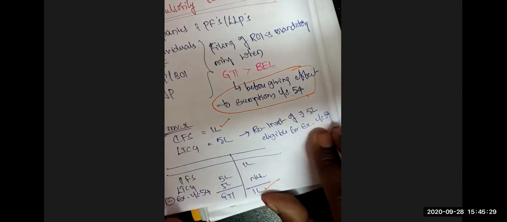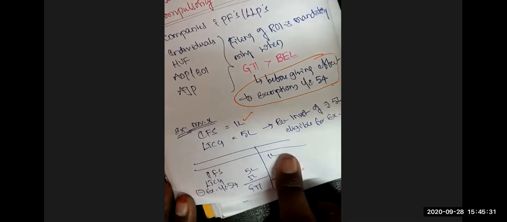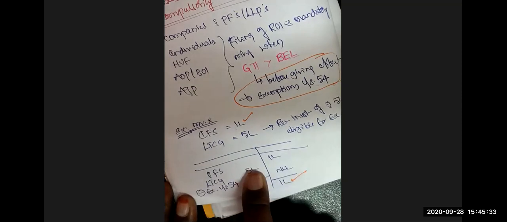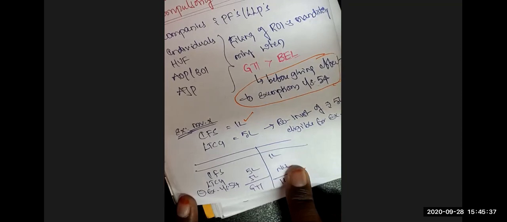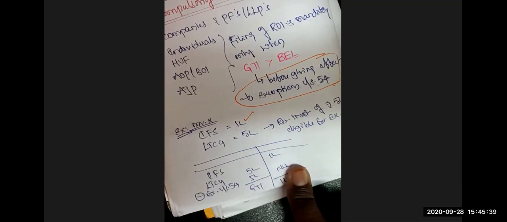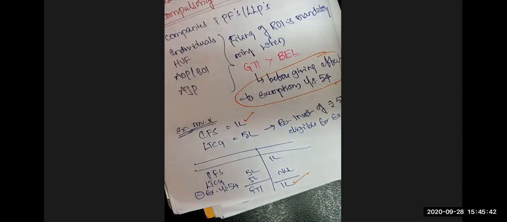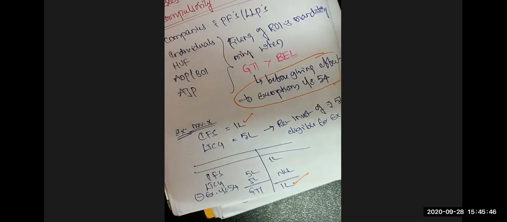Literally speaking, what is my total income? Income from salary is 1 lakh. Long-term capital gains 5 lakhs minus exemption under section 54, 5 lakhs. So what is my taxable capital gains? Taxable capital gains 0. So my gross total income comes down to only 1 lakh. My gross total income has not exceeded the basic exemption limit. So I'm not liable for filing of return of income.